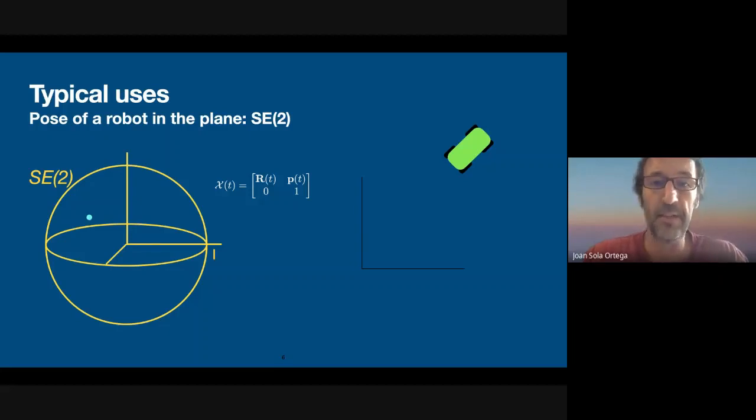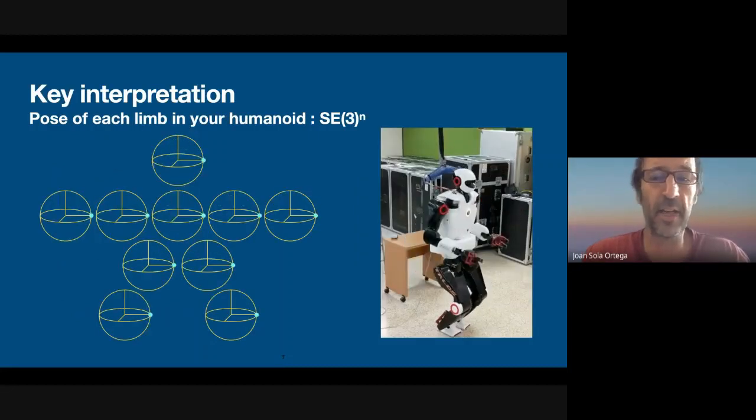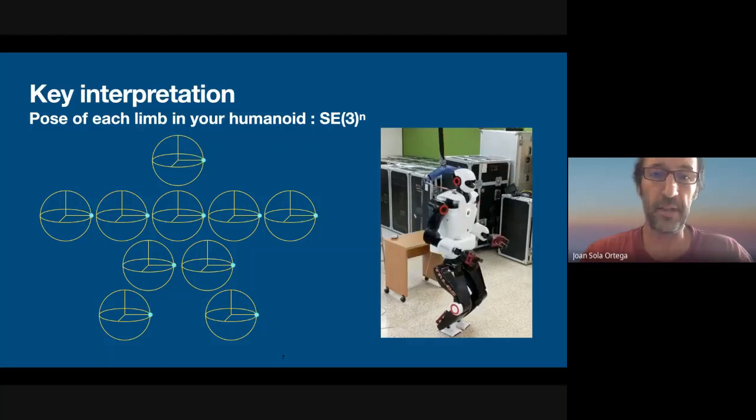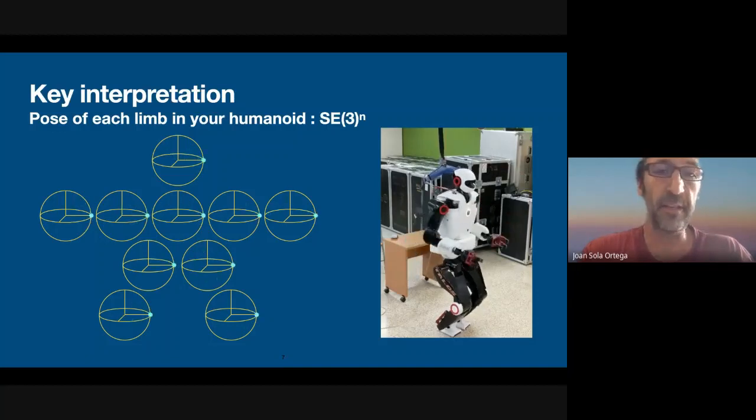Okay, the same thing we can do, for example, in SE3. Now consider a humanoid with a lot of links. Each link can move in 3D space, can change orientation and change position. So each link of this humanoid robot can be represented by an element of SE3. And you can see on the left that each one of these elements is a point on a surface. Okay, this surface is defined by the constraint defining the group.